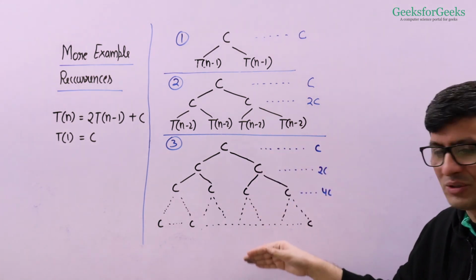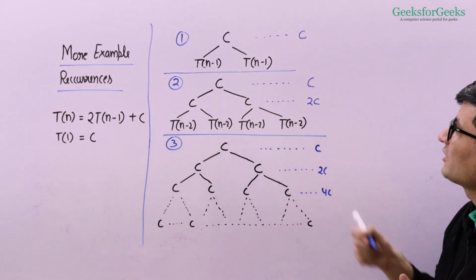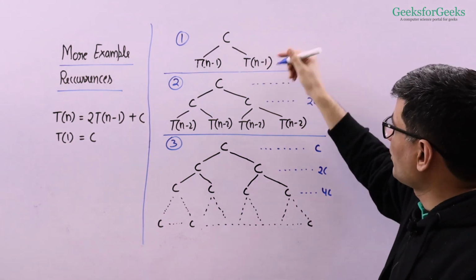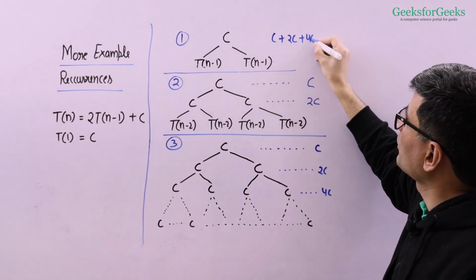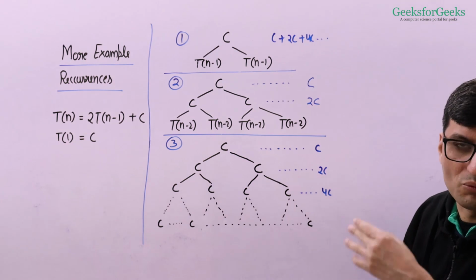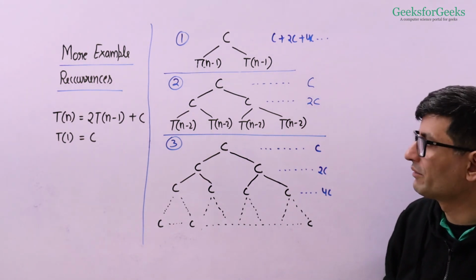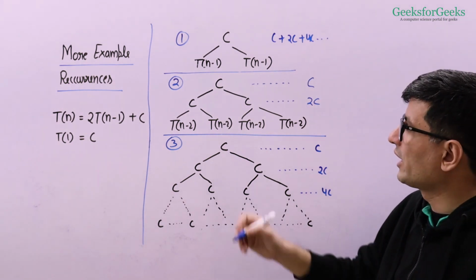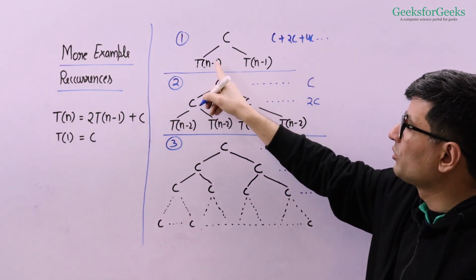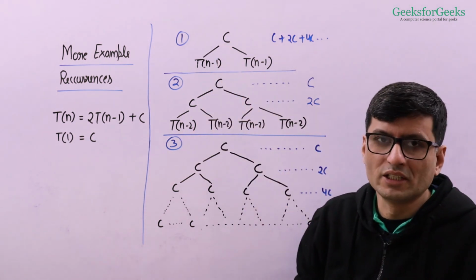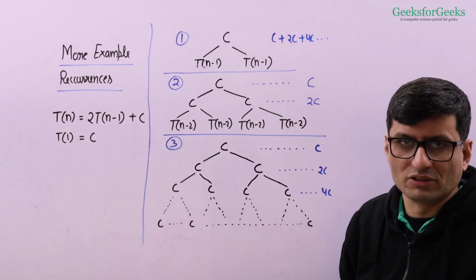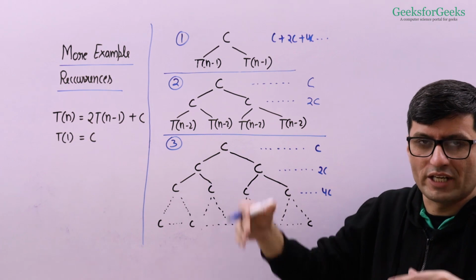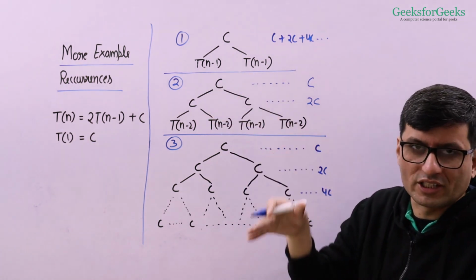And how many levels are we going to have? See, the series is very clear. It's the series of total work done. The value of the total work done is C plus 2C plus 4C, and what will be the last term and how many terms are we going to have? See, if n is 3, then 3 is called, then 2 is called, then 1 is called. You are going to have 3 levels. So for any value of n, you are going to have n levels, right? For n equal to 4, you are going to have 4 levels in the recursion tree.